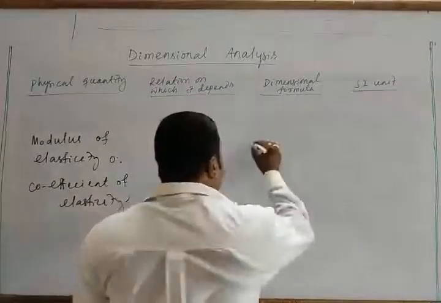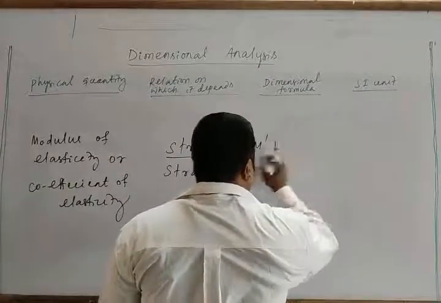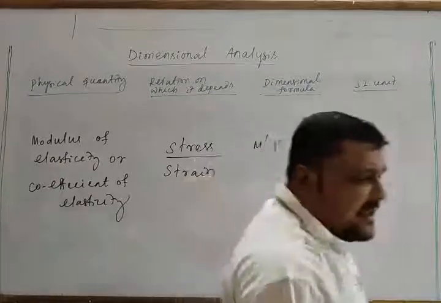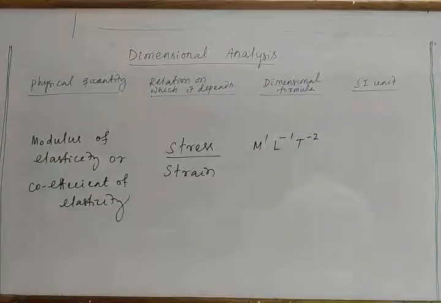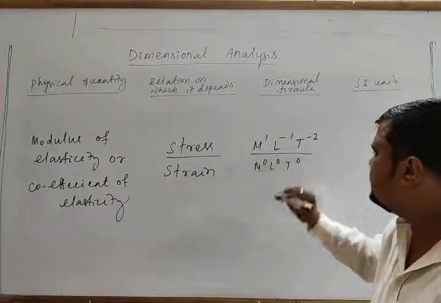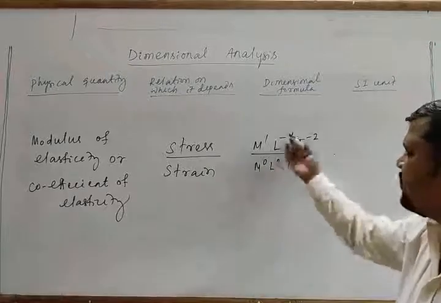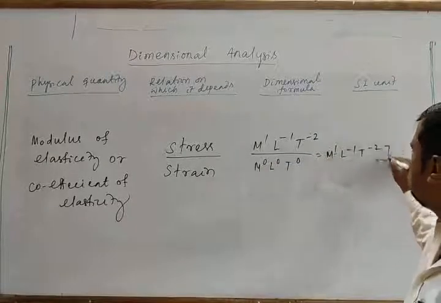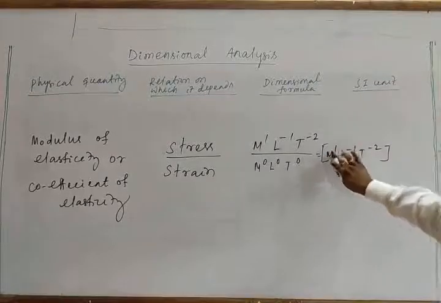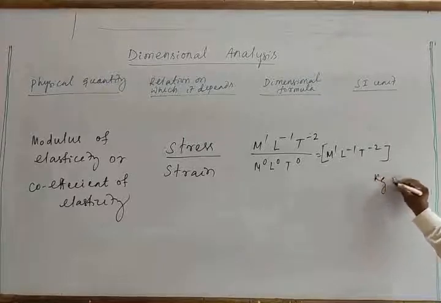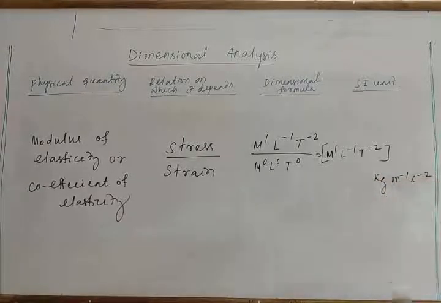So stress dimension you already know. What is the stress dimension? Stress is M1 L minus 1 T minus 2. Strain is what? M0 L0 T0, it has no dimension. So you can write M1 L minus 1 T minus 2 in square brackets. And the unit is kg meter minus 1 second minus 2.